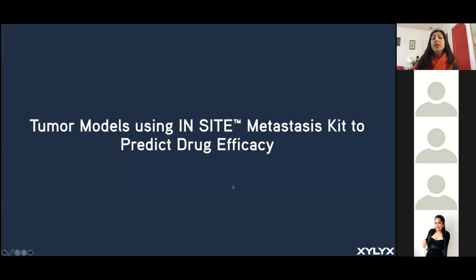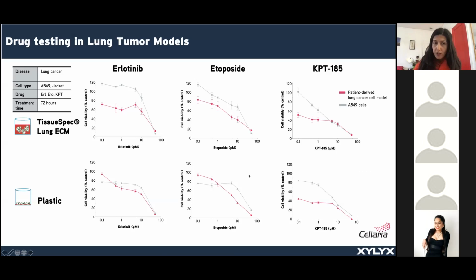An important study for any in vitro platform working in cancer or cancer metastasis is to show that we can predict drug efficacy. So for that, we have been working with tumor models, like in this case, lung tumor models, and doing different studies with drugs that have already been demonstrated to treat, in this case, lung cancer and also breast cancer.